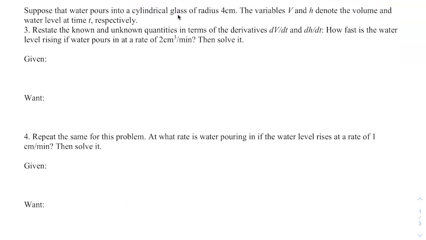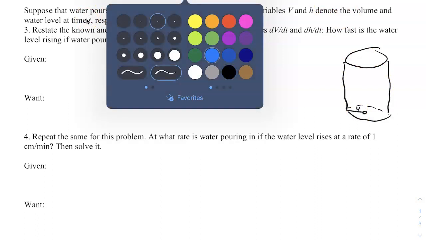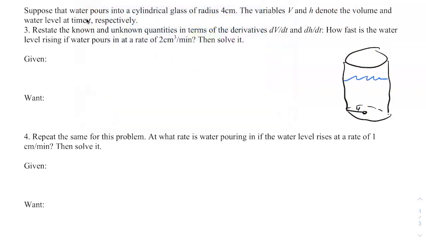So let's get to an actual problem. Suppose that water pours into a cylindrical glass of radius 4. The variables V and h denote the volume and the water level at time t respectively. So let's draw what's going on here. Here's my cylinder glass, ish. We have a radius of 4. So the cylinder radius is 4, and the radius up there is also 4. V is the volume, so when I fill this up, how much volume is there? And h is the water level. So here is the water level, and from here to here is my h. Volume is like filling it all up, and h is how high the water goes.